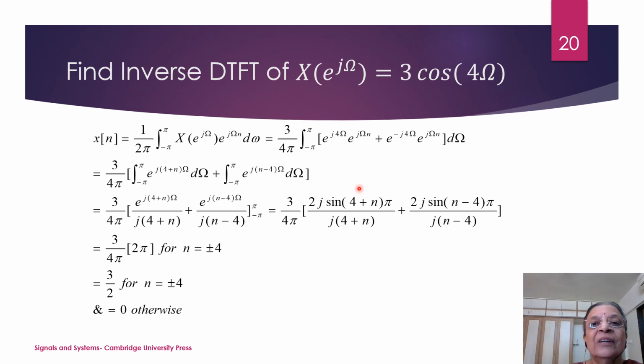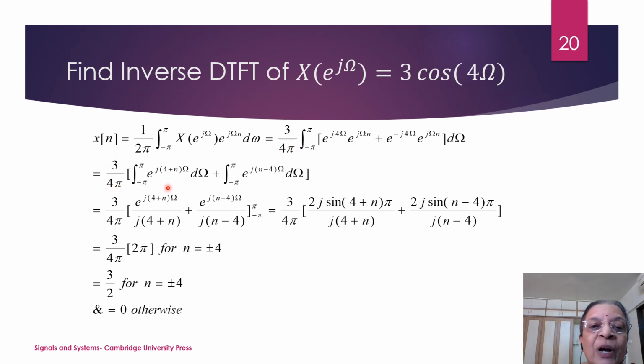The same result I can also obtain using the standard formula. So 1 upon 2 pi, integration from minus pi to pi because the period is 2 pi, of X of e raised to j omega times e raised to j omega n d omega. So 3 upon 4 pi because this 3 is there. Then integration from minus pi to pi. Again I expand this cos as e raised to j 4 omega plus e raised to minus j 4 omega, upon 2. So that 2 comes here and it becomes 4 pi.